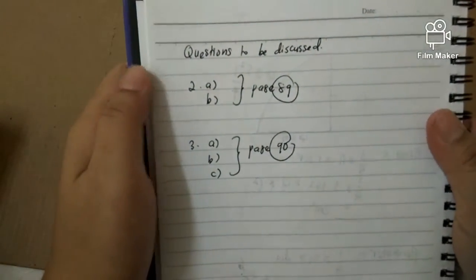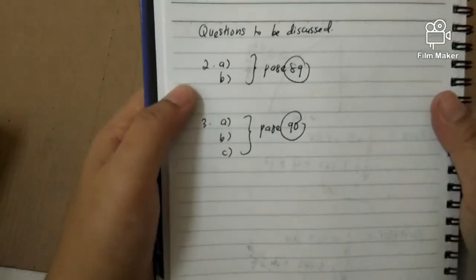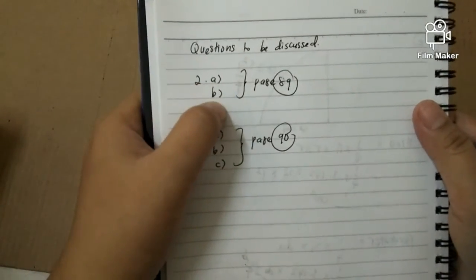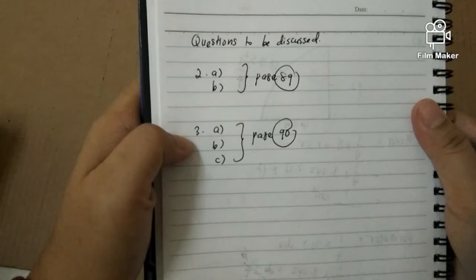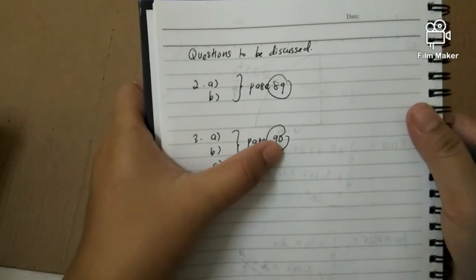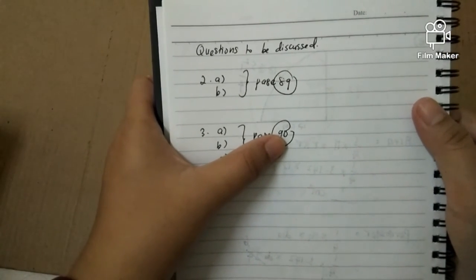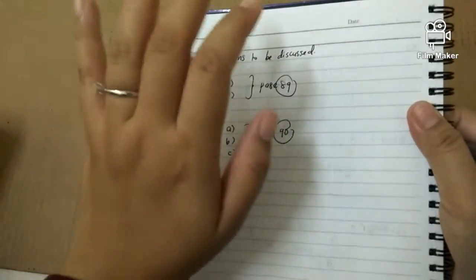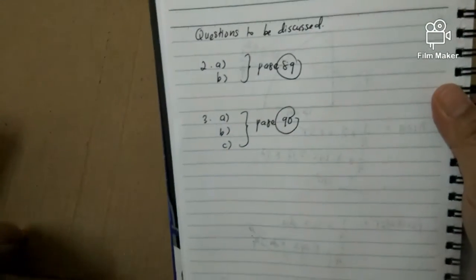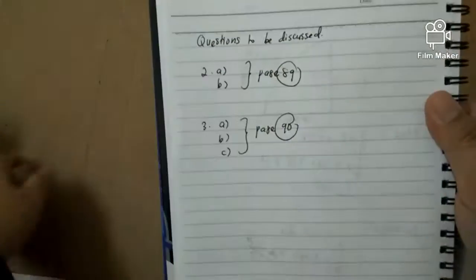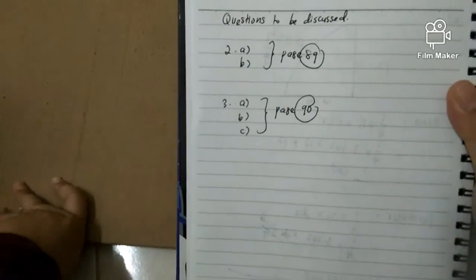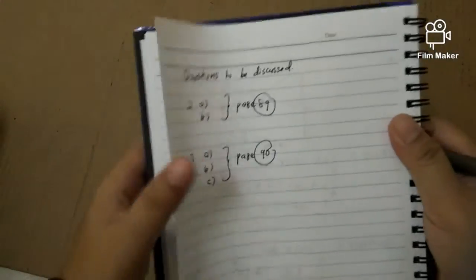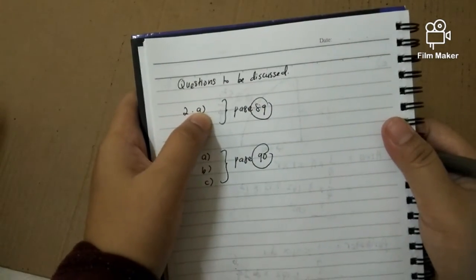Okay, actually there are 5 questions which I will be using to guide you: 2A and 2B, page 89, and also 3A, B, C, page 90. I cannot show you the location of the questions in the book because there are answers and calculation already in that book, so I have to write on a different sheet of paper. Okay, so let's start with 2A, page 89.